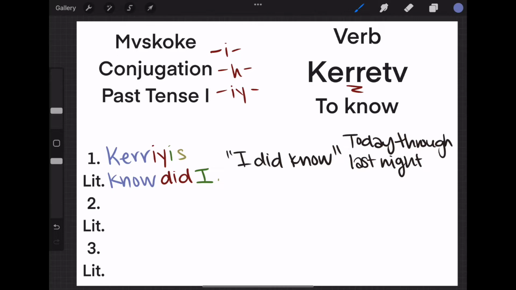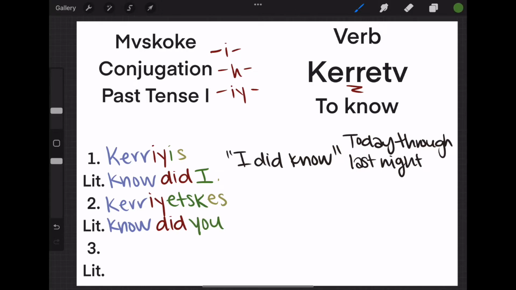For second person, we'll use our verb stem, K-E-R-R, add in our past tense 1 indicator, IY, add in our second person indicator, etsk, or itsk, and we put in our declarative ending, es. Literally, this translates to know, did you, or you did know in English. Kerrayitskis. Remember that this is only for today through last night, or a 24-hour period.